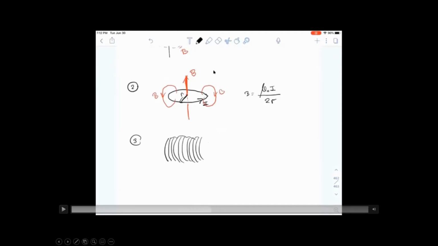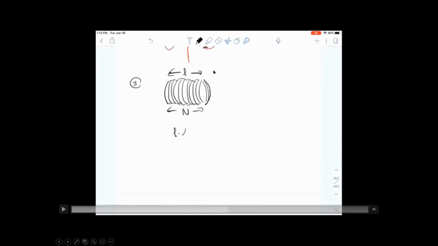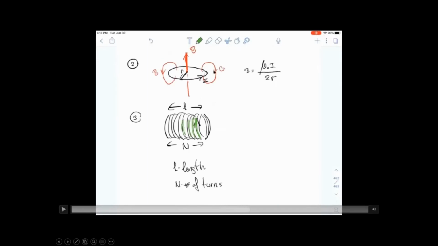Instead of a single loop, you can have multiple loops. When you put multiple loops together, it's known as a solenoid. So you have a coil of wire in this case. This is going to have a length. Lowercase l represents the length of the coil. And it's got a number of turns. Capital N represents the number of turns. L is the length. Capital N is the number of turns.